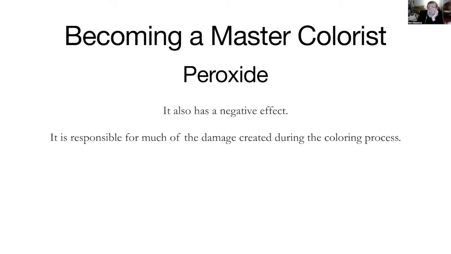The level of color is dependent upon the amount of dye that's included in the formula. But peroxide also has a negative effect. It is responsible for much of the damage that's created during the coloring process. Once again, peroxide is responsible for creating damage.